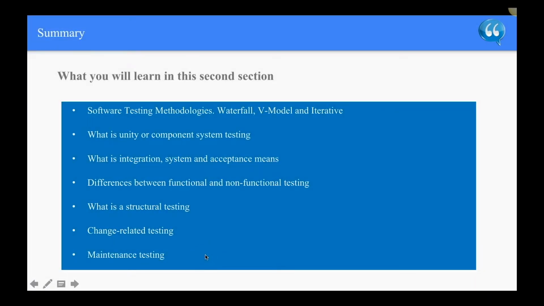Okay, guys, this is the beginning of the second section. So, what will we learn in this second section? I'll be talking about the software test methodologies, like Waterfall, V-Model, and iterative, like Agile. What is unit or component testing? What the integration part of the testing, the system testing, and the acceptance testing mean, the differences between functional and non-functional testing, what is structural testing, change-related testing, and maintenance testing.